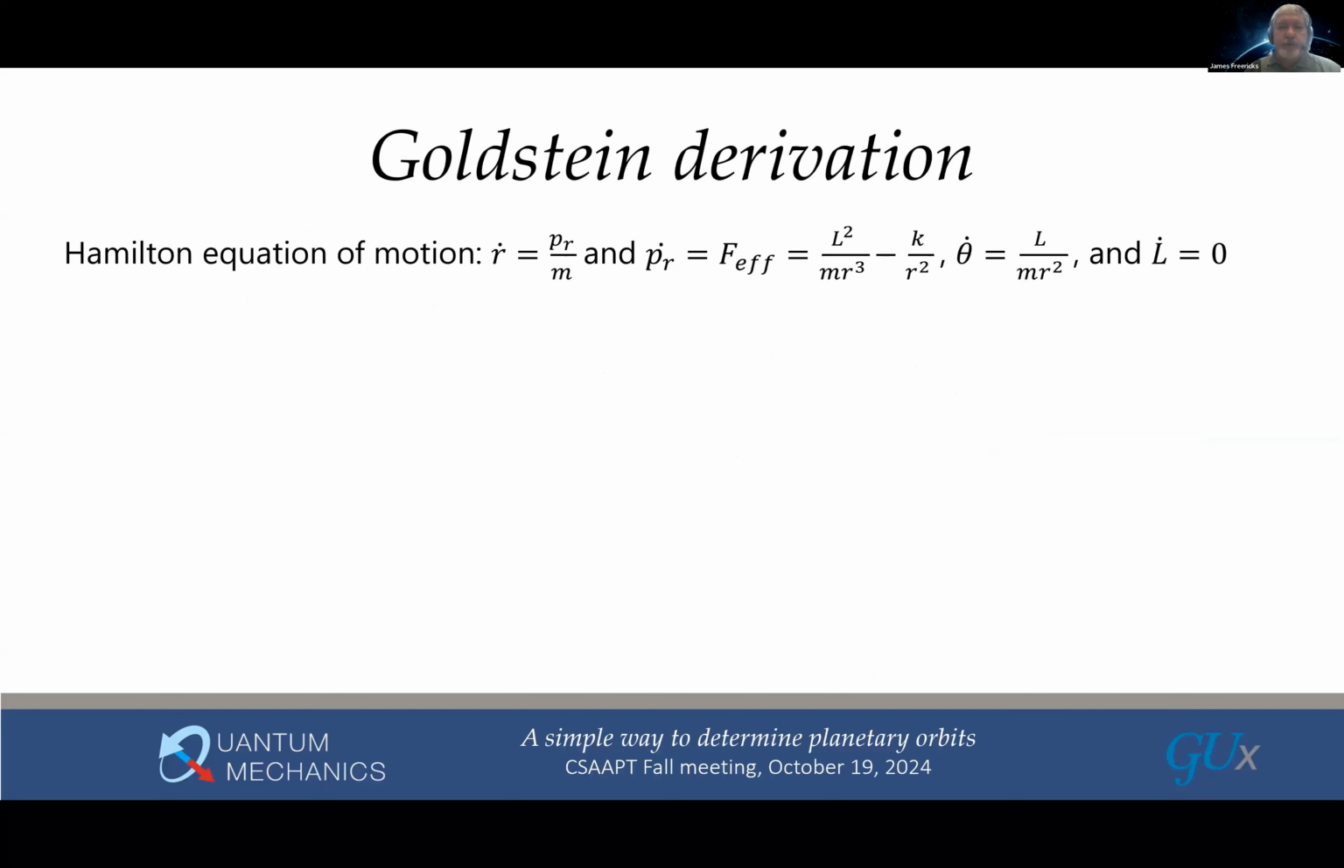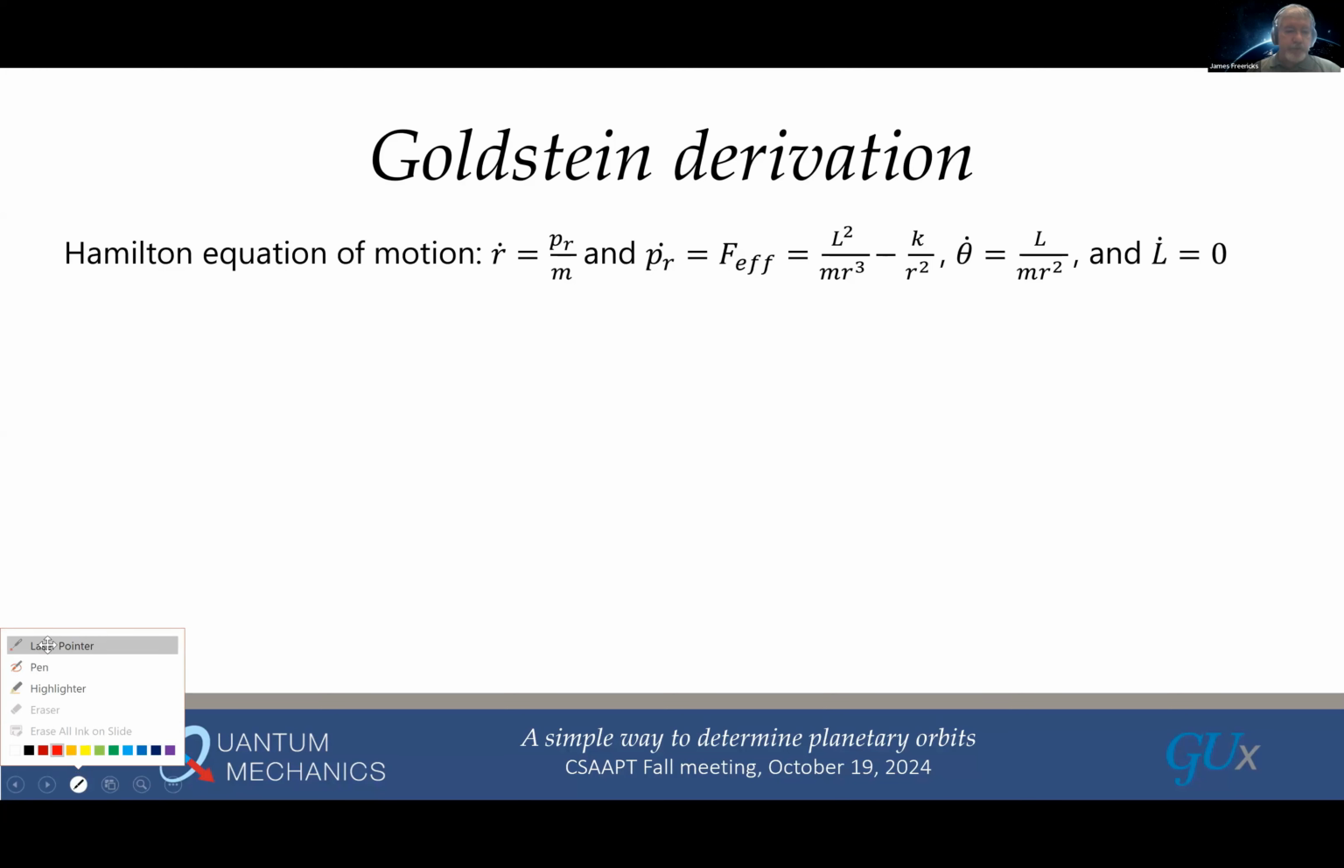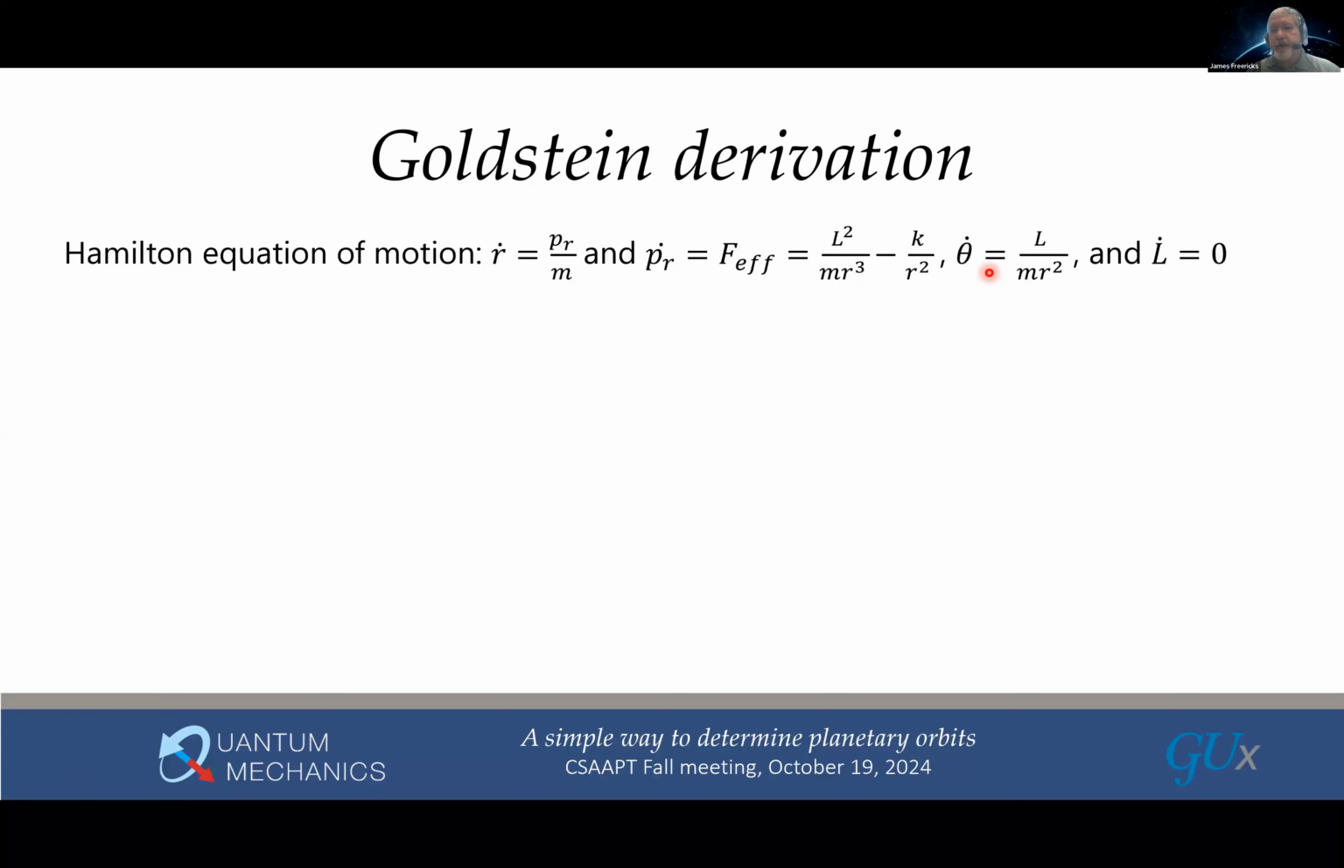in his textbook. So you start from the equations of motion. r dot is p_r over m. p_r dot is the force, which is L squared over m r cubed. That's the centrifugal force. And then the Coulomb inverse square force, minus, gravitational inverse square force, k over r squared. And then the angular equation of motion is theta dot is L over m r squared. And of course, L dot equals 0 because it's a central force, so there are no torques on the system.